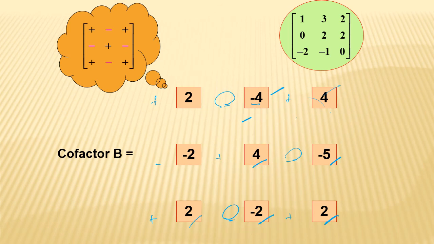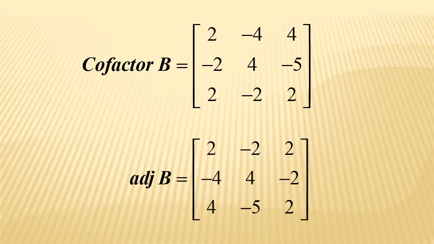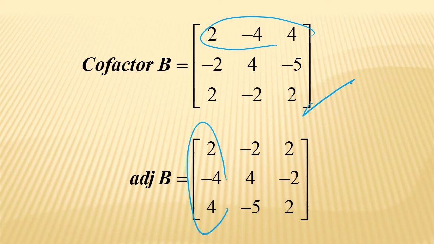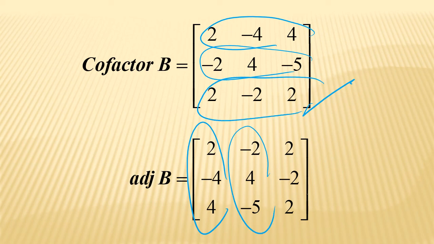Now we have to find the adjoint. So the cofactor of B is equal to 2, negative 2, 2, 2, negative 4, 4, negative 2, 4, negative 5, 2, negative 2, 2. Okay, now what is the adjoint? Adjoint is the transpose of the cofactor. So this row will be the first column, this row will be the second column, and the third row will be the third column. So we have the adjoint.